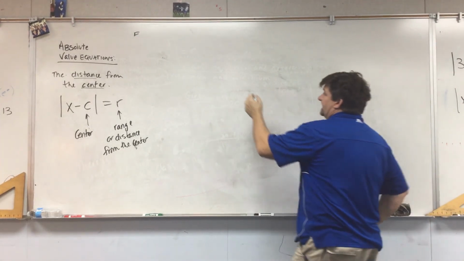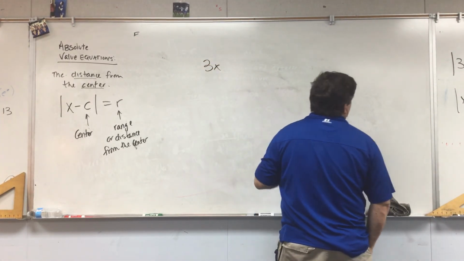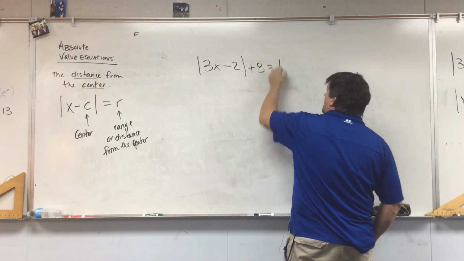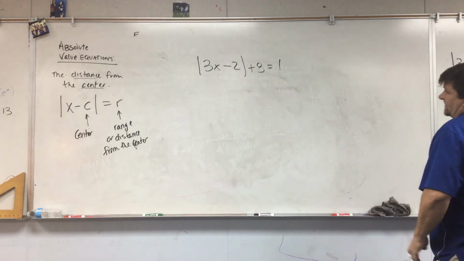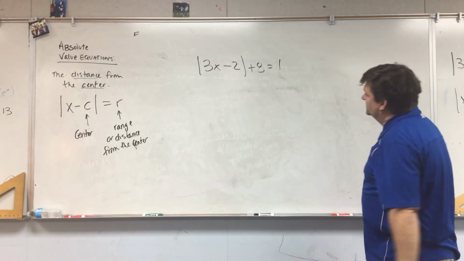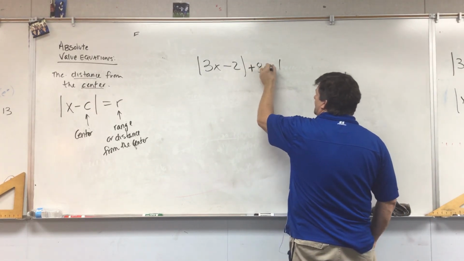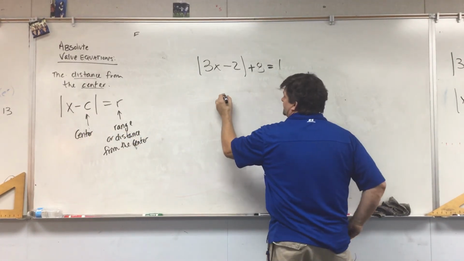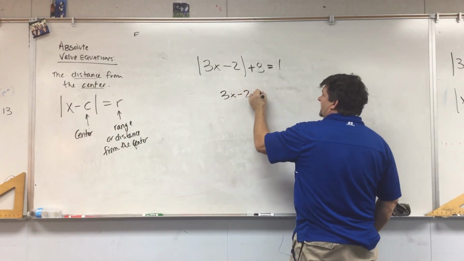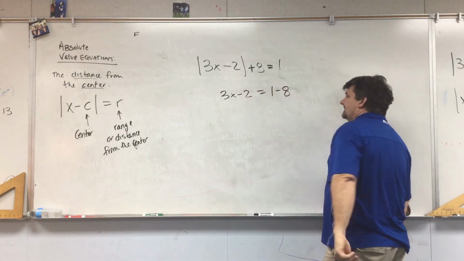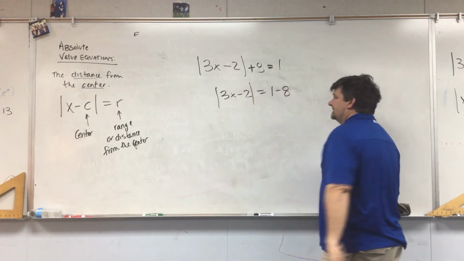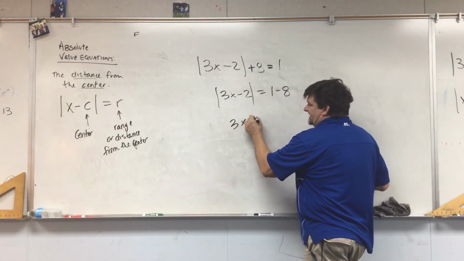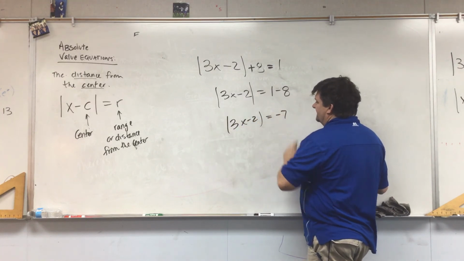So let's take this: the absolute value of 3x minus 2, plus 8 equals 1. We're going to get the center all by itself, which is this. So we're going to get the absolute value of 3x minus 2 equals 1 minus 8. And we have our absolute value bars. Now, we get the absolute value of 3x minus 2 equals negative 7.